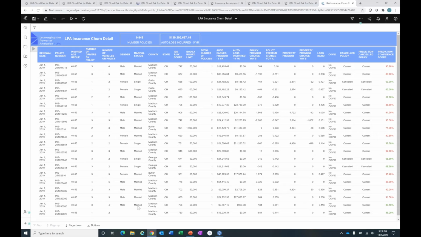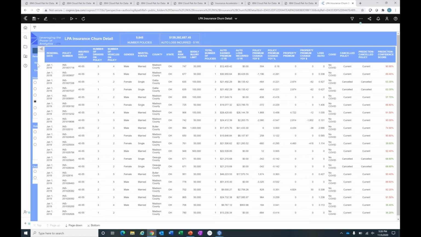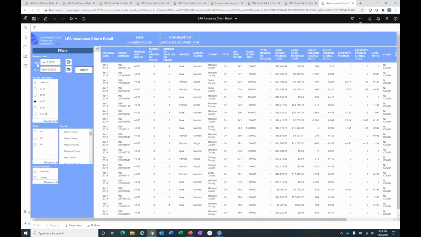So now I have a detailed report, and we're looking specifically at our churn information, and I can do some filtering here. I can filter by date if I'd like to. I can select from the first of the year through today or a different time period. I can look at a specific age group. So right now we're looking at the 40 to 55 because I clicked on the heat map for this age group. What if I also looked at a specific location?